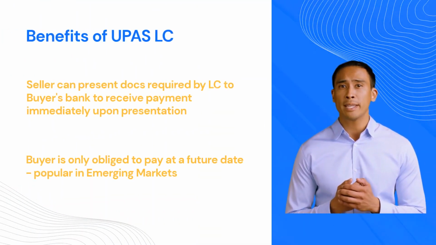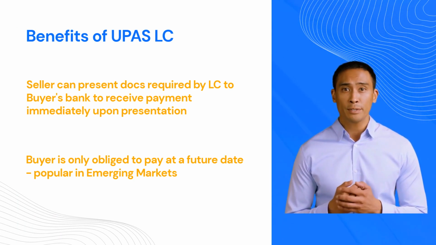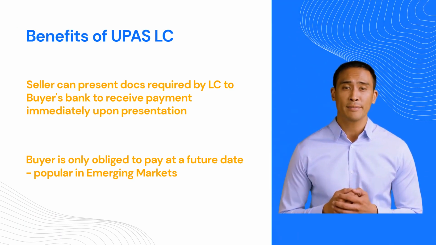A UPAS LC is a type of international trade financing where the buyer, the importer, requests their bank to issue an LC in favor of the seller, the exporter.